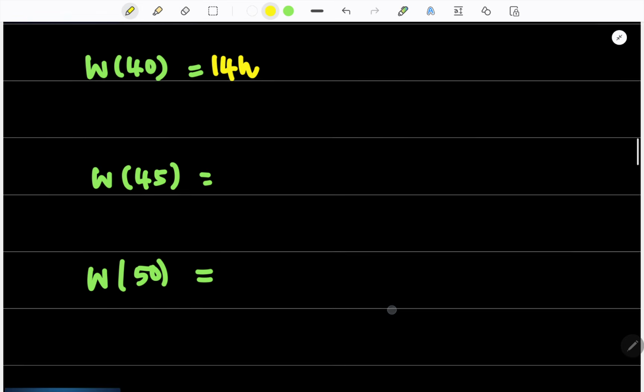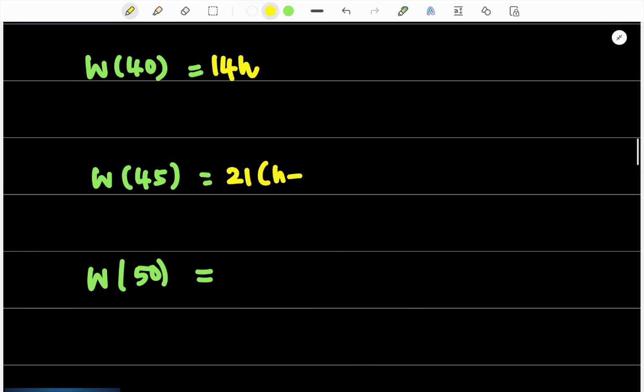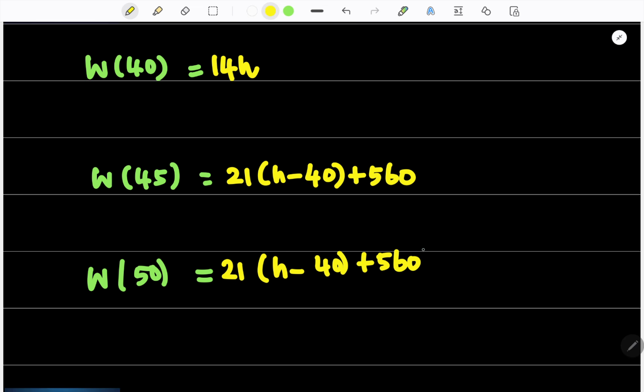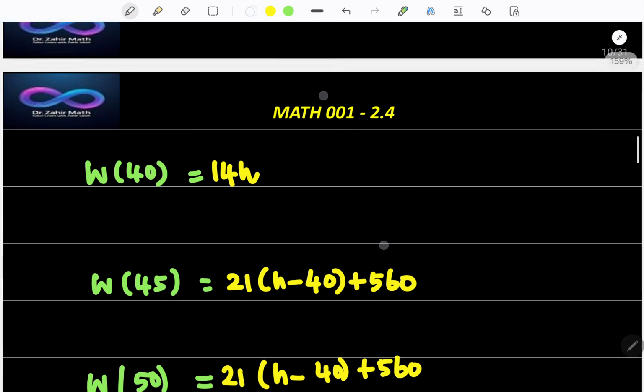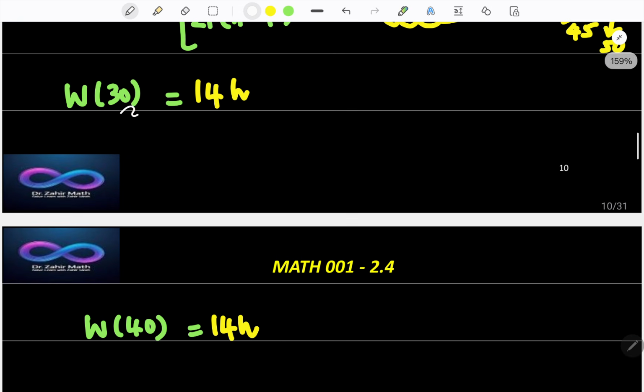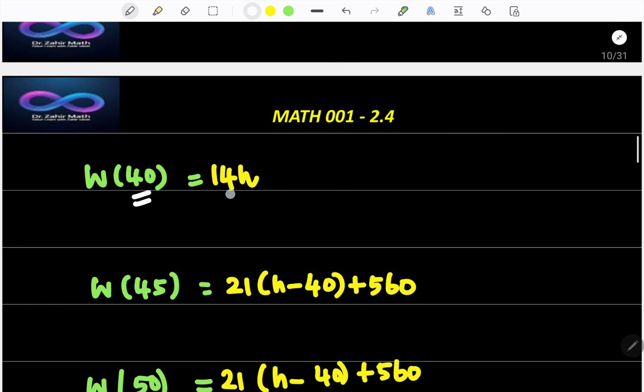So for these you have to take the function 21H minus 40 plus 560. Okay, right. So now we are going to put the values. H is equal to 30. So 14 times 30. 14 times 3 is 42, so this is equal to 420. Next for H we are going to put 40. So 14 times 40 is 560.